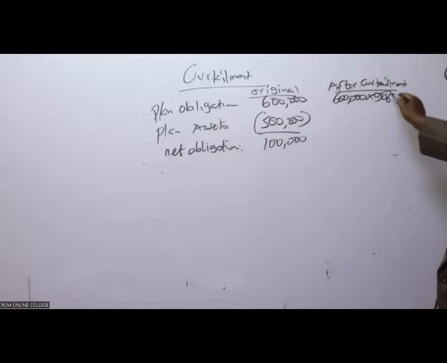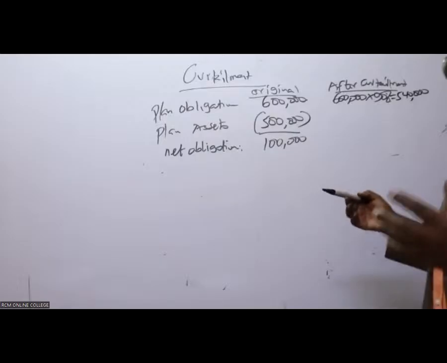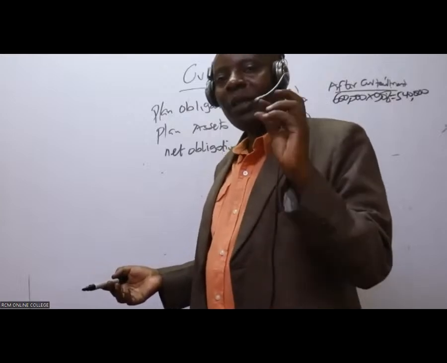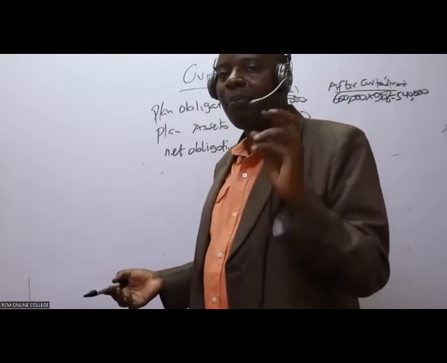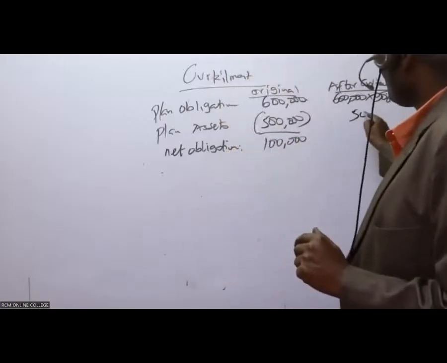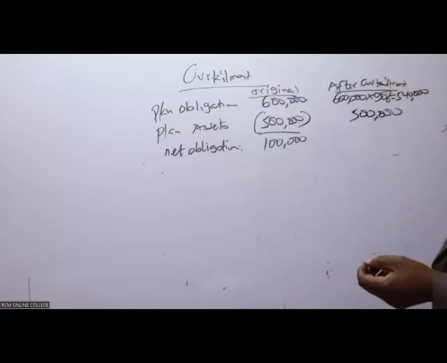Somebody is telling me that it is giving us 540,000. Remember, assets were not being affected. It's only the obligation that has reduced here upon curtailment. So the assets are going to remain the same, 500,000.